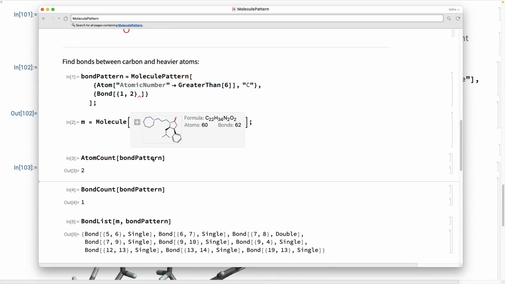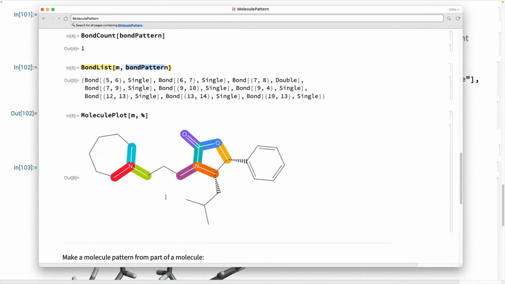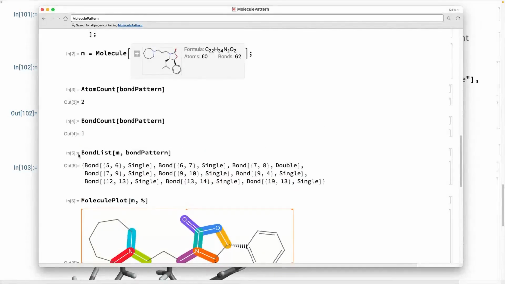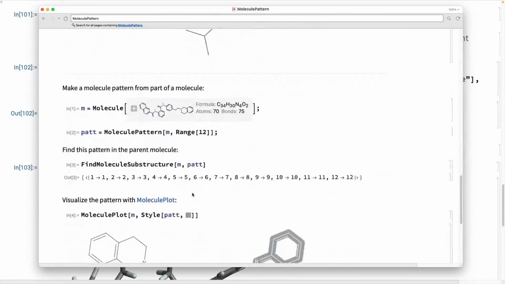So here we can see how many times that occurs, for how many bonds it occurs, and we can look at the bond list in here, which matches that. Although I admit to being confused by this here. I'd have to check why bond count returns 1. There's probably some reason for that I'm missing. But the point is really just that you can write any arbitrary pattern that you want and have it be understood in a molecule.